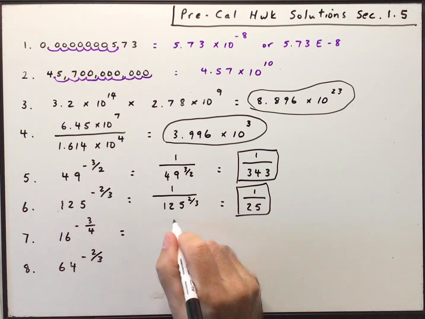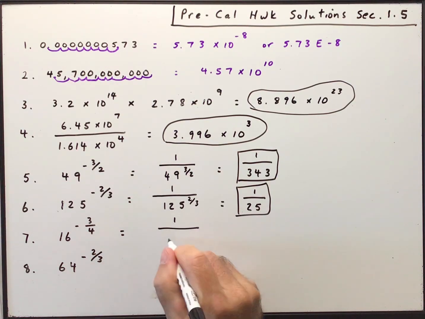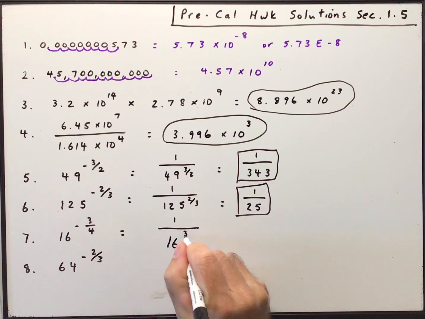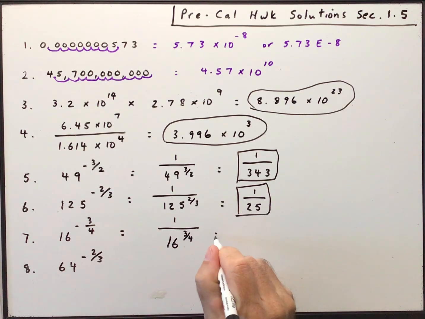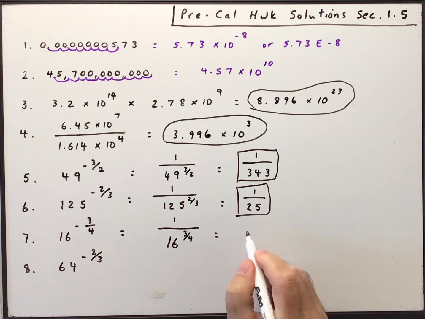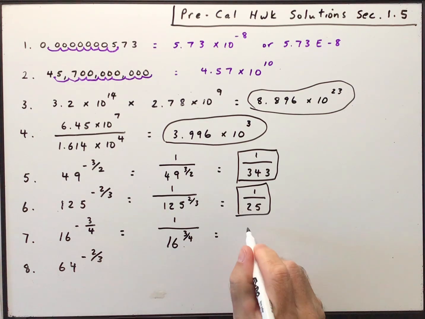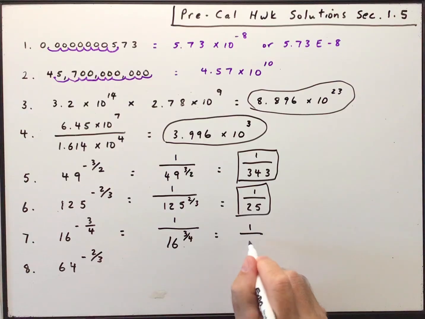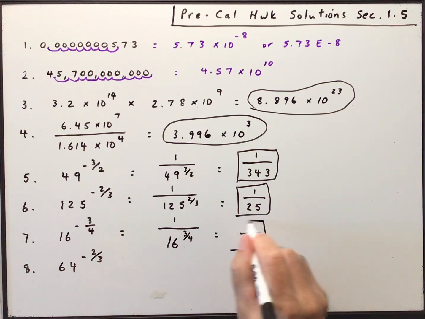So 16 to the minus 3/4 would be 1 over 16 to the positive 3/4. The 4th root of 16 is 2. 2 cubed is 8. So that's going to be 1/8. And it is fine if you want to use your calculator to make sure.